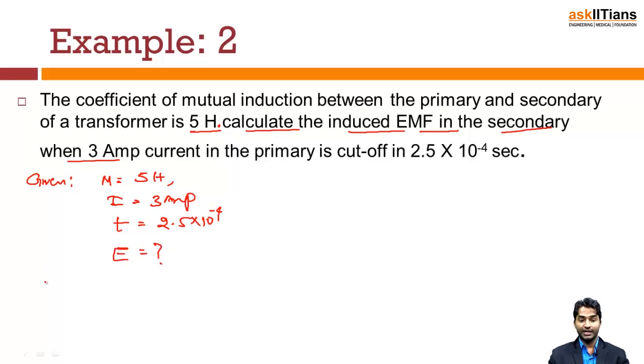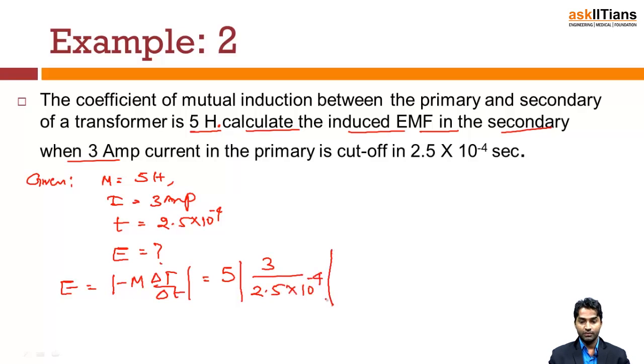Simply, in the case of mutual inductance, the EMF across the secondary is due to the magnetic field of the primary, and that magnetic field is due to the electric current in the primary. So E is equal to the magnitude of M into change in current, delta I by delta T. We are given M as 5 Henry, current as 3 ampere, upon time given as 2.5 into 10 to the power minus 4.